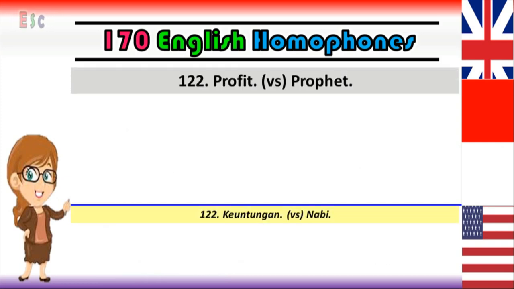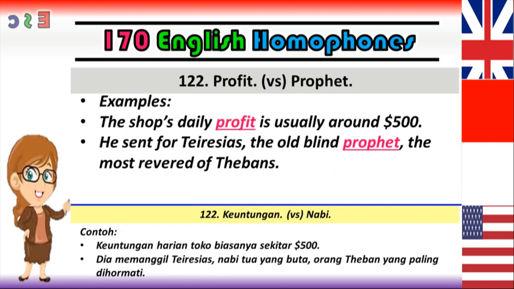122. Profit versus prophet. Examples. The shop's daily profit is usually around $500. He sent for Tiresias, the old blind prophet, the most revered of Thebans.